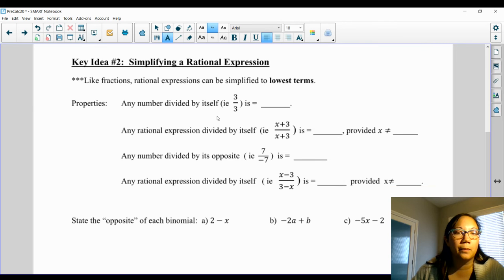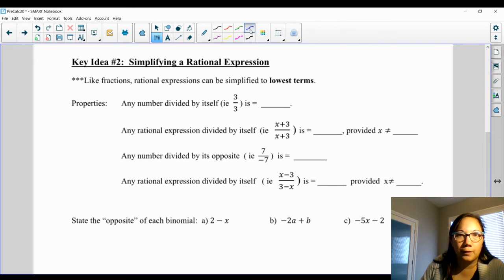The second key idea when we're working with rational expressions is simplifying them. Okay, so you have experience with simplifying already because you've simplified fractions in the past. For example, any number divided by itself is 1. So for this example, we have 3 divided by 3, so that becomes 1. Now that still holds even if we have polynomial numerators and denominators. So here we have x plus 3 over x plus 3. So that is 1. The only thing we have to say here is that in this example, x cannot equal -3, because if I put a -3 in here, I'm going to get a denominator of 0. So we just have to make sure we're writing what those restrictions are.